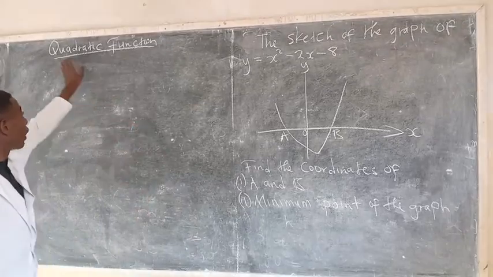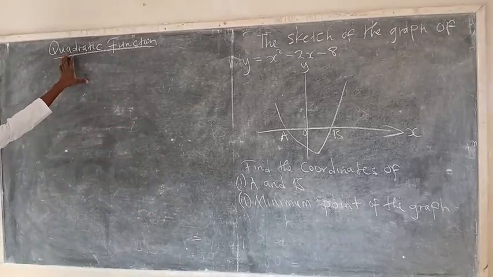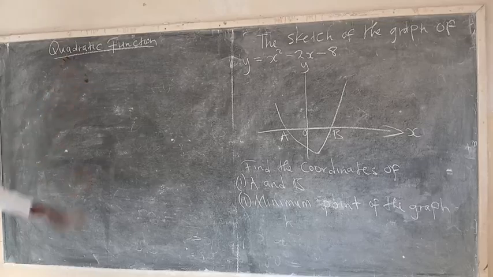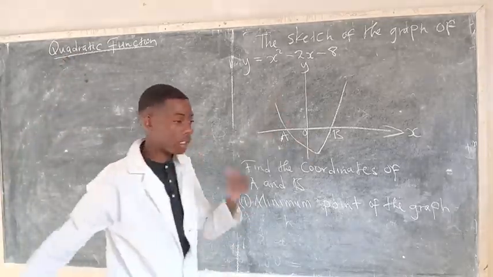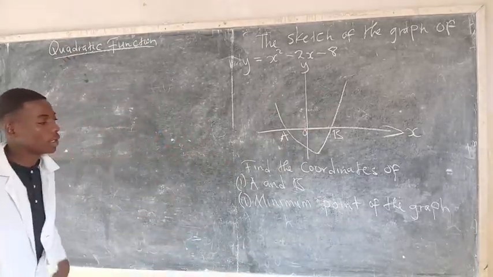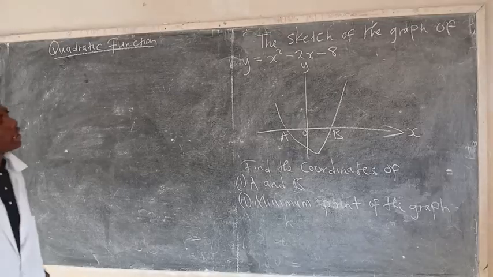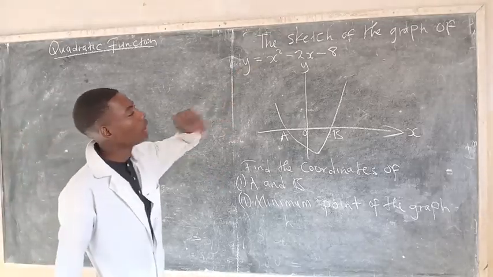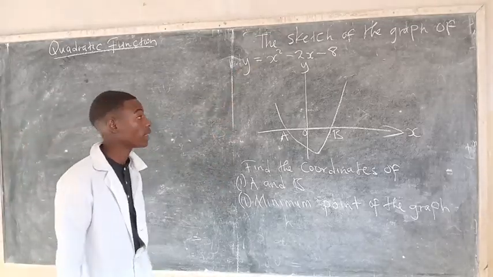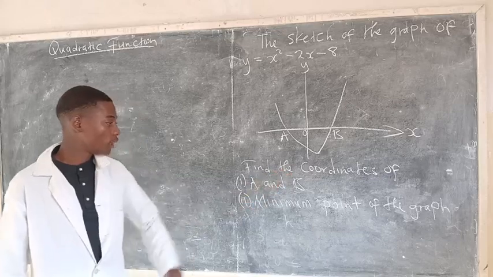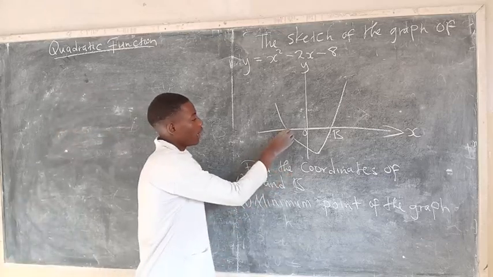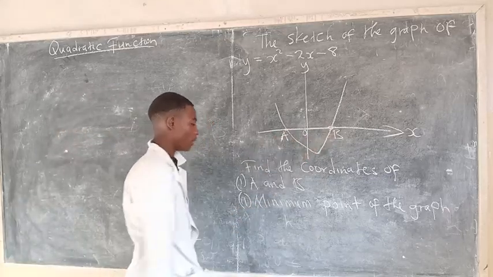So as for today, we are looking at what we call the quadratic function. The quadratic function will have a curve that looks like this. So this is the quadratic function. The question says the sketch of the graph y should be equal to x squared minus 2x minus 8. Then we are told to find the coordinates of the points A and B.